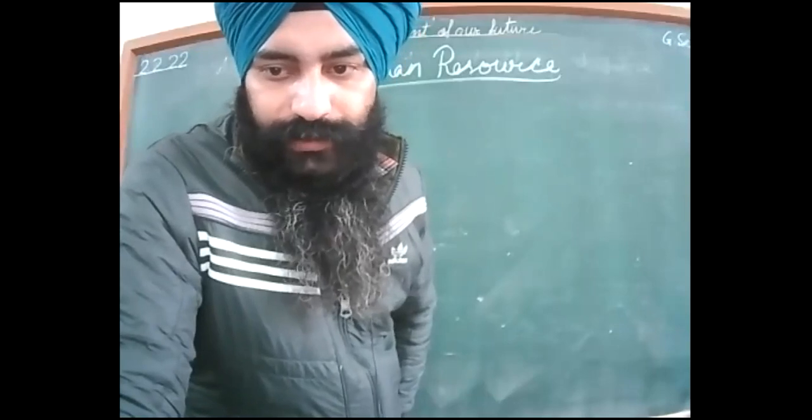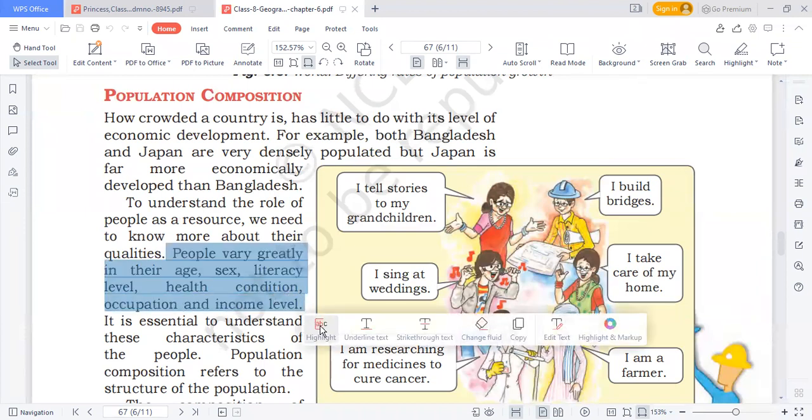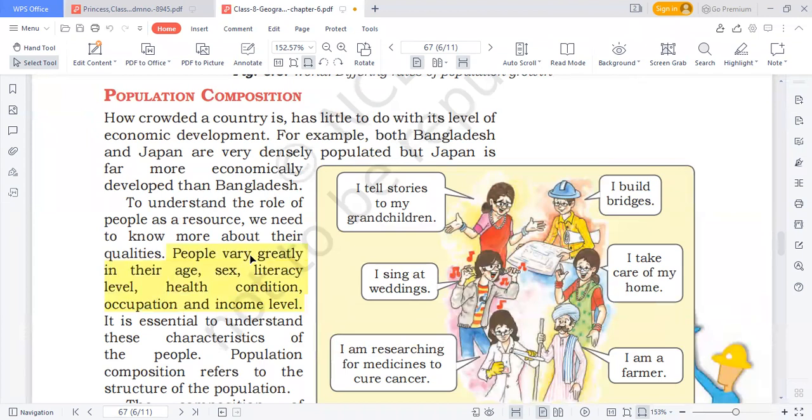Population composition. The study of population composition relates to the age, sex, literacy level, health conditions, occupations, and income level prevailing in society. Clear?